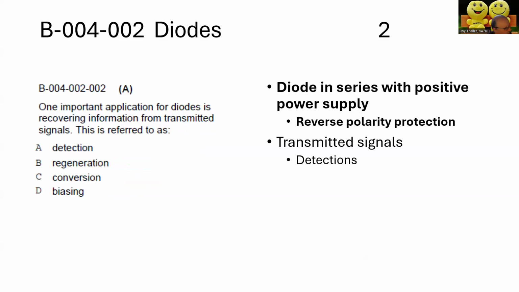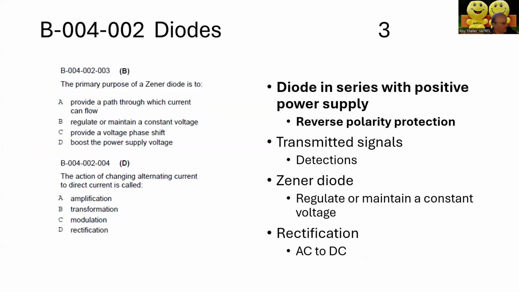One important application for diodes is recovering information from transmitted signals. This is referred to as... and that would be A, detection. So remember, a diode can be used to demodulate AM modulated signals, and that's known as detection, A. The primary purpose of a Zener diode is to regulate or maintain a constant voltage. So B is the correct answer.